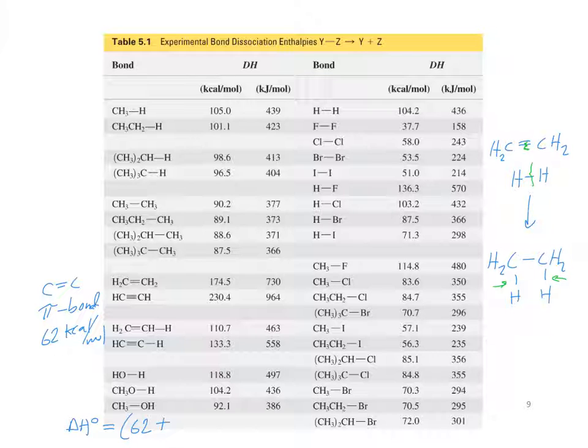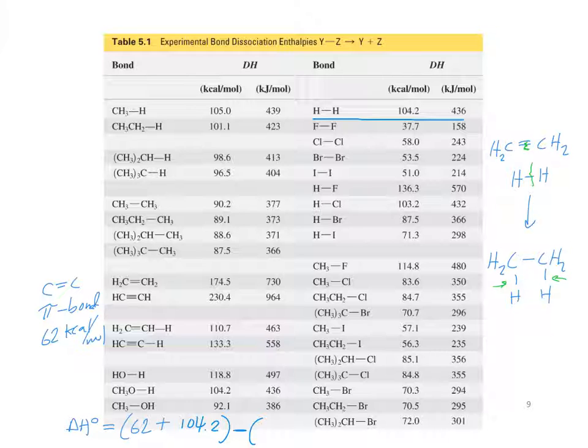Okay, so that's right up here. All these numbers are given in kilocalories per mole and kilojoules per mole. We're going for kilocalories per mole right now. So we're going to add 104.2. All right. From this, we're going to subtract the amount of energy for the bonds being formed. The only two new bonds being formed, since we already had the sigma bond between the two carbons, are the two carbon-hydrogen bonds.